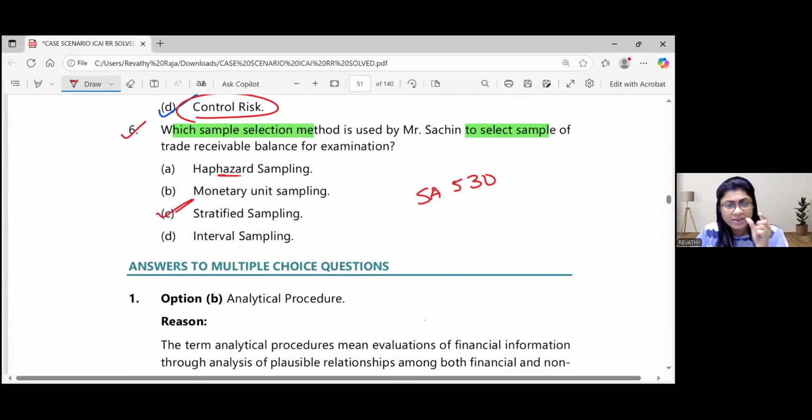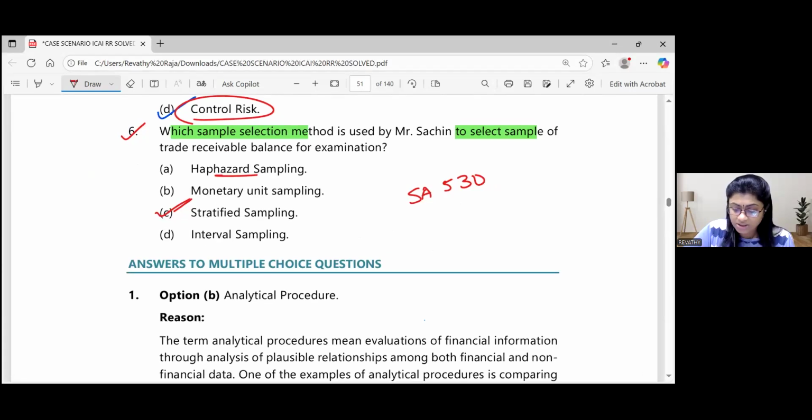And haphazard means, can you say the keyword? Haphazard means unstructured, right? Monetary means based on value. Intervals means it is systematic. Here it is group, no? Therefore it is stratified.